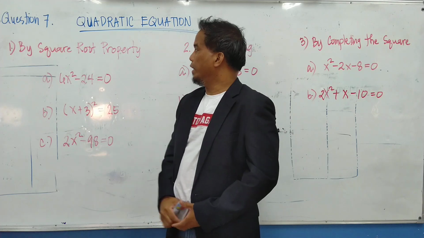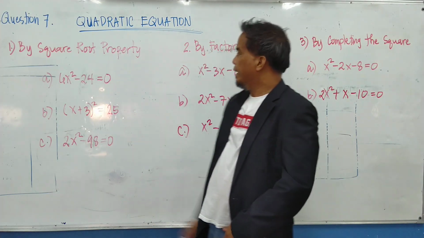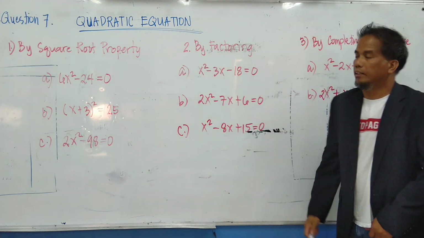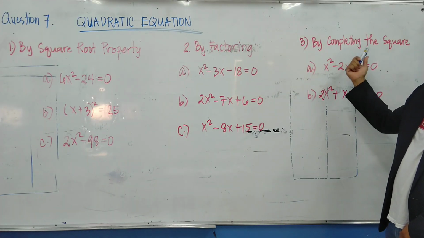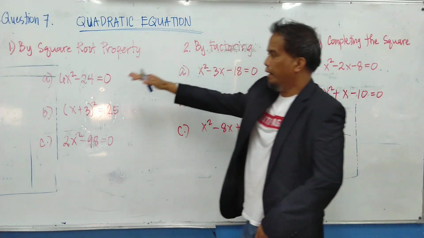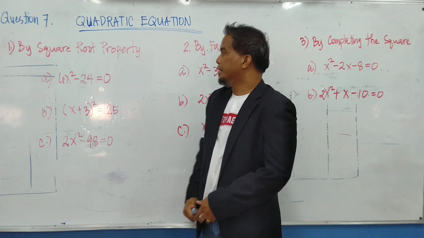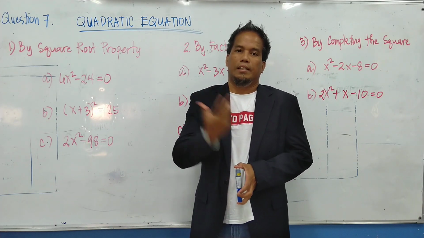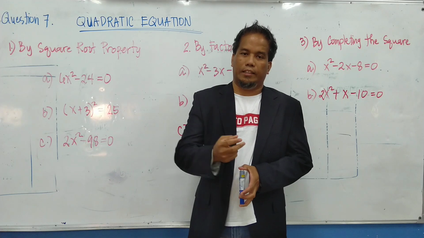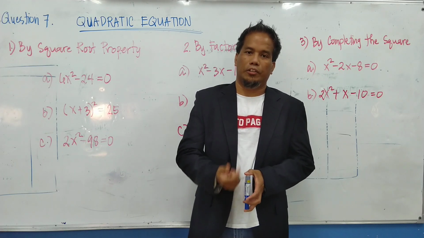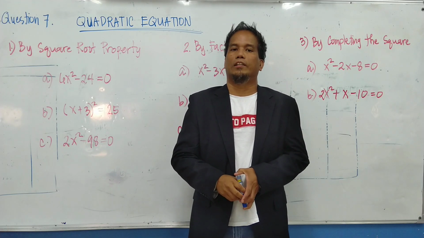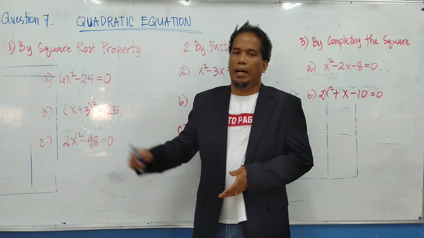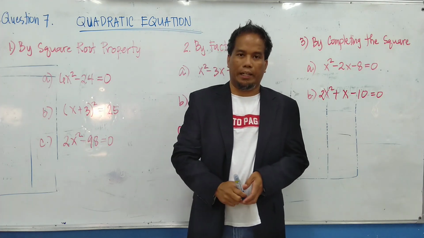Number 1, by square root property. Number 2, by factoring. And 3, by completing the square. Okay? So let's begin. Letter A. 6x squared minus 24 equals 0. You will notice that this quadratic equation is considered an incomplete quadratic equation, meaning we can apply the square root property.